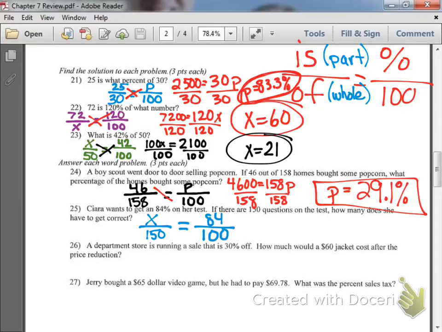When you cross multiply here, you get 100x equals, I believe it's 12,600. Can anyone verify that? And then when you divide both sides by the 100, you get 126. Since you know we're talking about questions, you should label it questions.